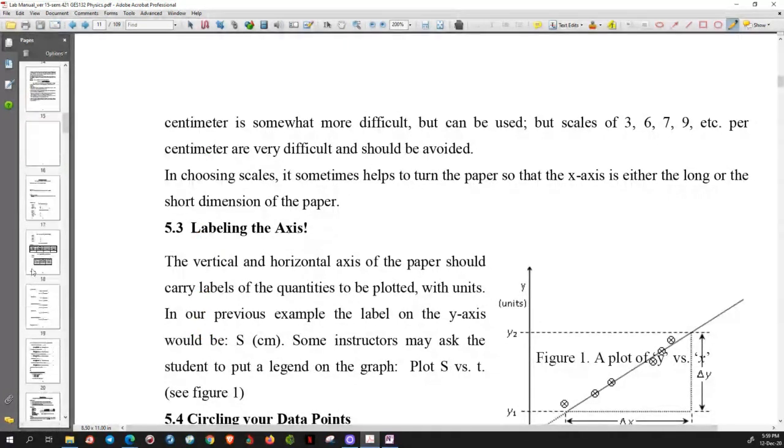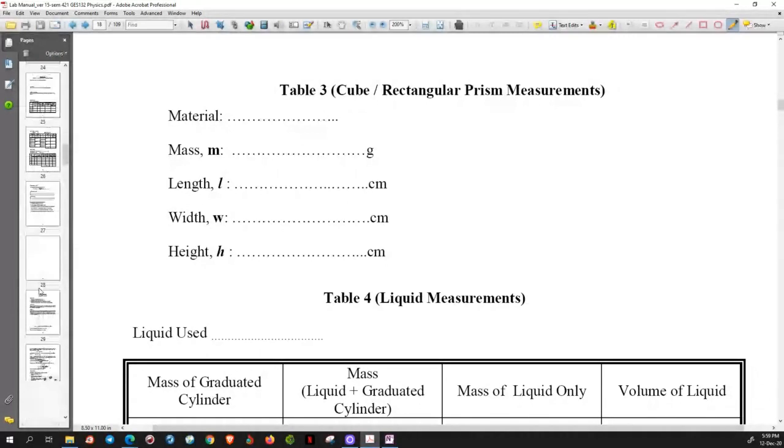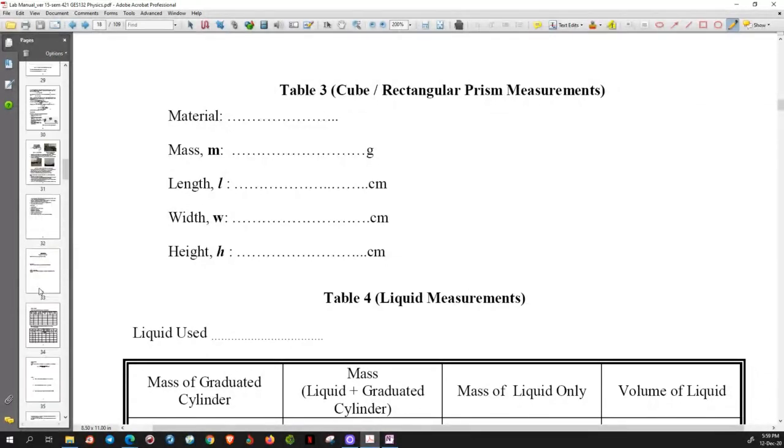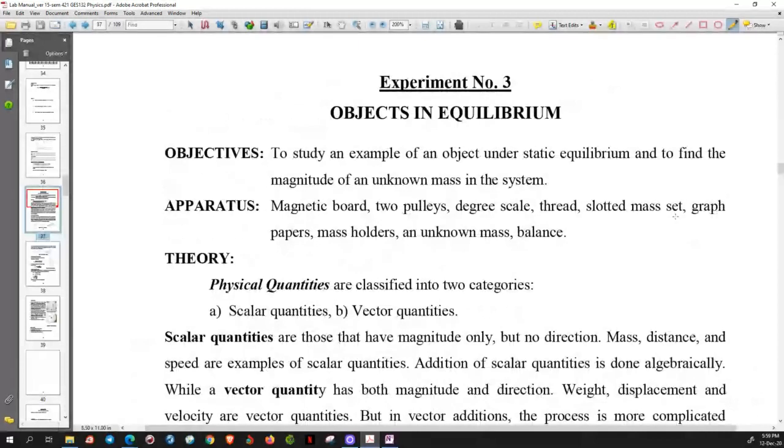Objects in equilibrium, I'm using the lab manual, okay? PDF copy. So let's go. I think that's experiment number 3 this semester. There you go. Objects in equilibrium. Now, the exam looks like the data sheet. So if you have your data sheet with you, it's actually much better, okay? You will actually understand it better.